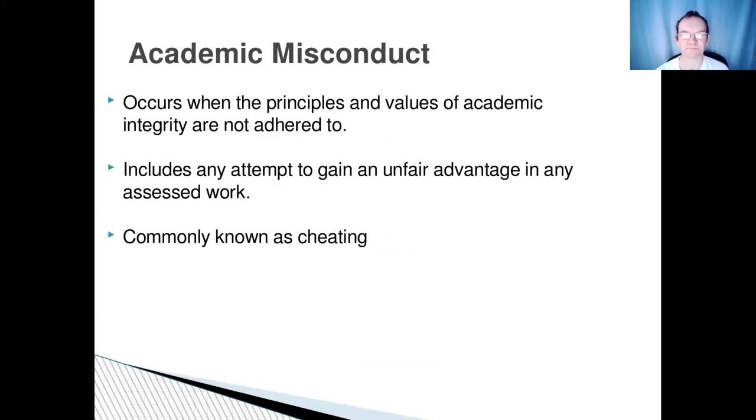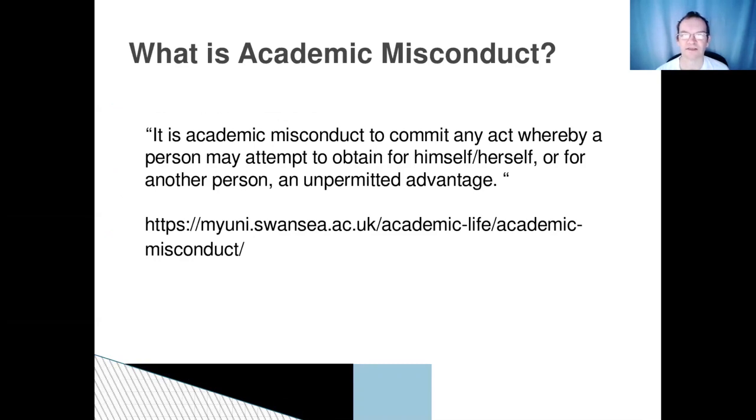Academic misconduct occurs when the principles and values of academic integrity are not adhered to. And this includes any attempt to gain an unfair advantage in any assessed work. So far, the language has been quite flowery. Basically, what we're talking about here is cheating. The university's definition of academic misconduct is that it is academic misconduct to commit any act whereby a person may attempt to obtain for himself, herself, or any other person an unpermitted advantage. And there's a link on the slide there to the My Uni site where the full regulations are laid out.